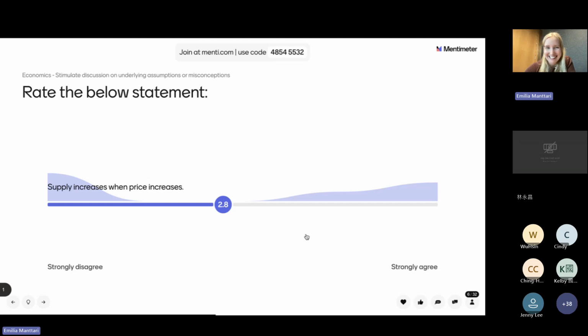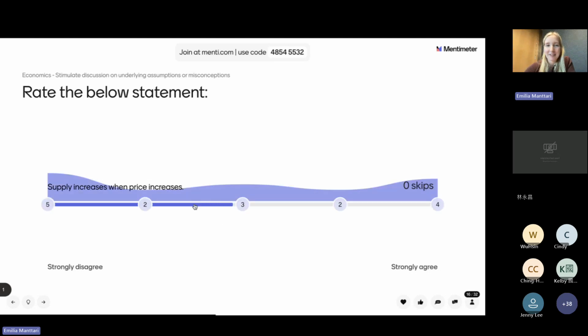Perfect. So now the statement here is supply increases when price increases. And then we have a scale from strongly disagree to strongly agree. And now what we're able to do is see what all of you think. Looking at this, we have on average 2.7, so kind of in the middle of the scale. But if I hover over this statement, we can see that we actually have pretty much equal number of people at both ends of the scale. So some people think strongly disagree and some people think strongly agree.